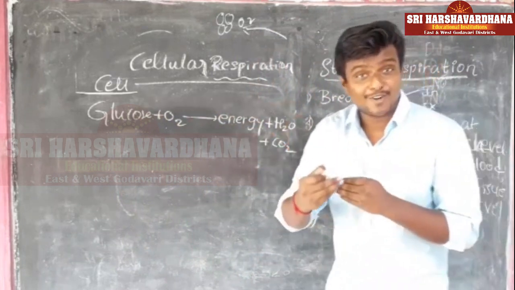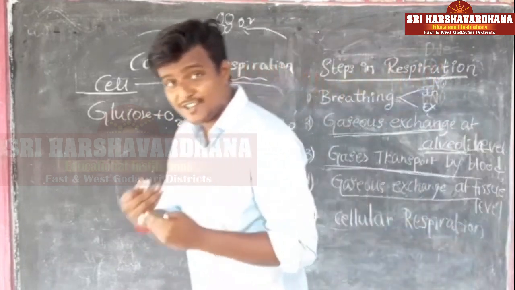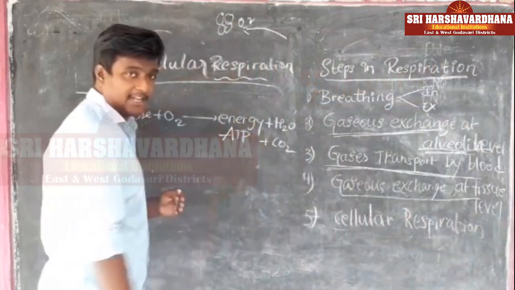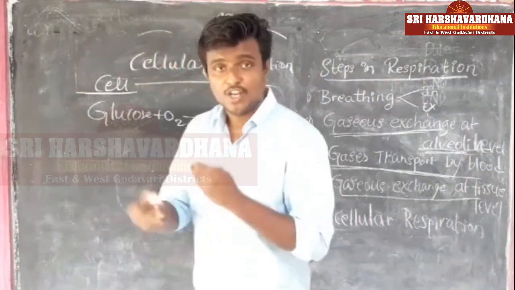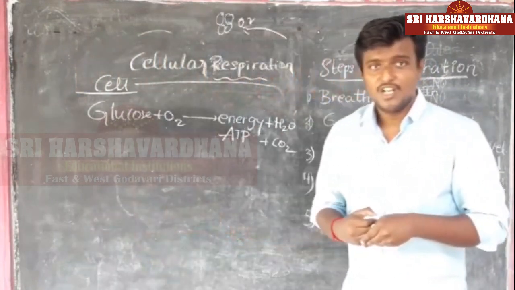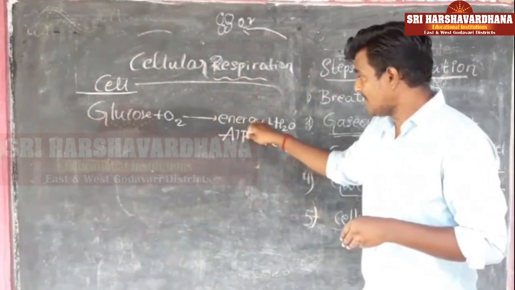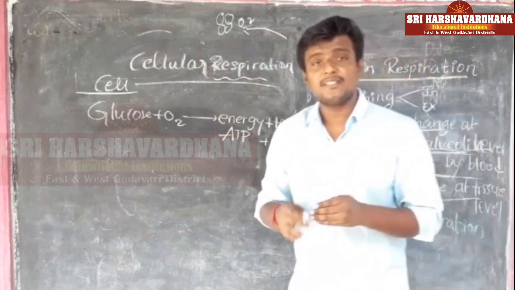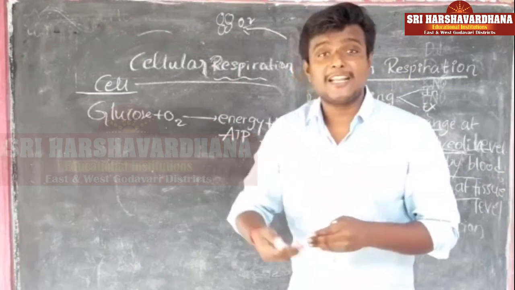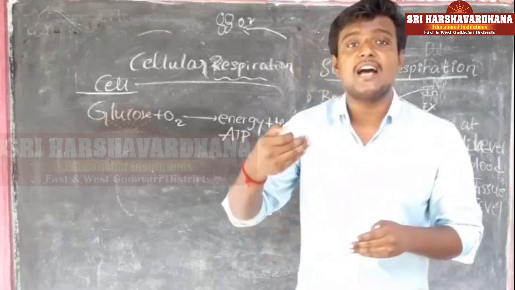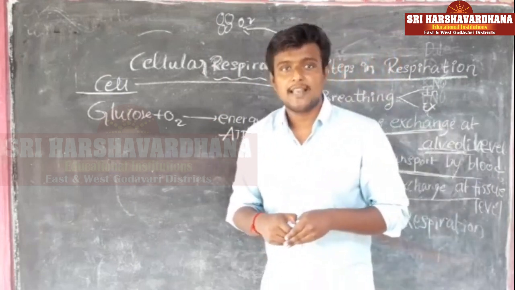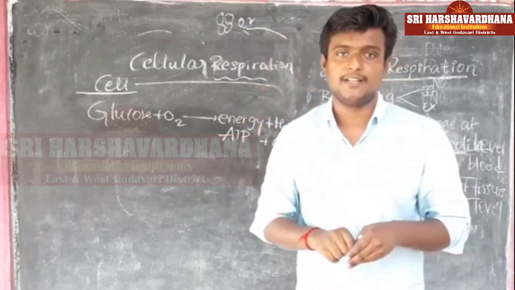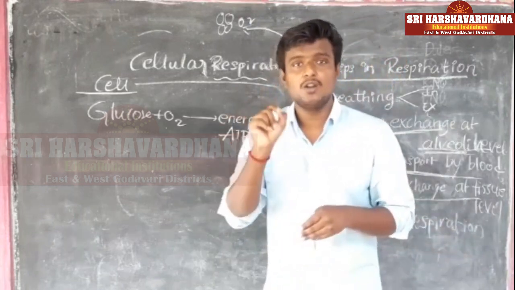And we denote that energy in the form of ATP, adenosine triphosphate. We have discussed that many times. So when glucose and oxygen react, they liberate energy. This process is respiration, and since it is done at the place of the cell, we call this complete process cellular respiration.